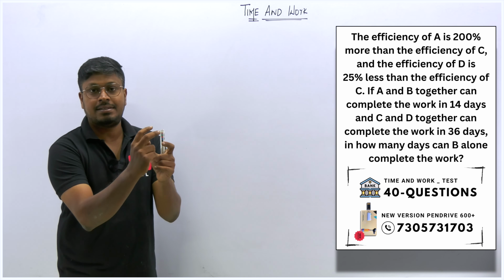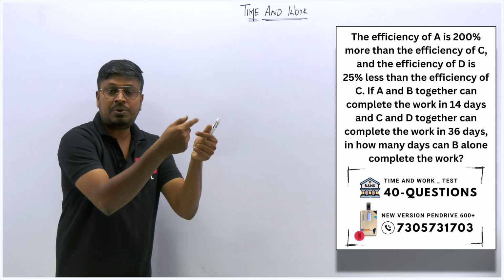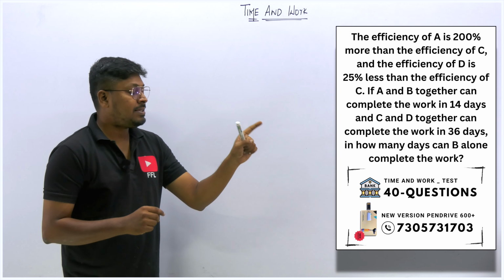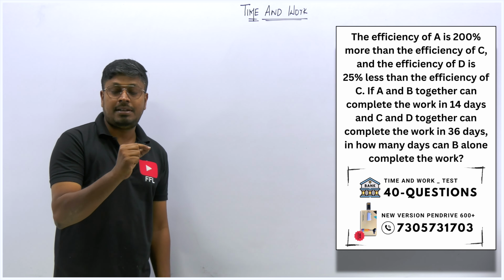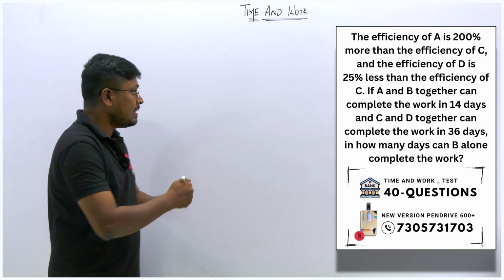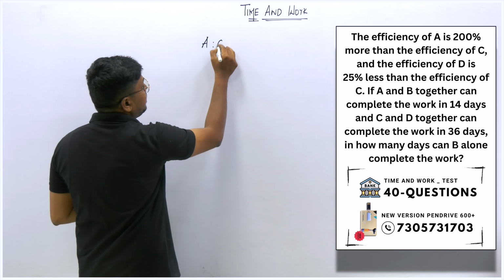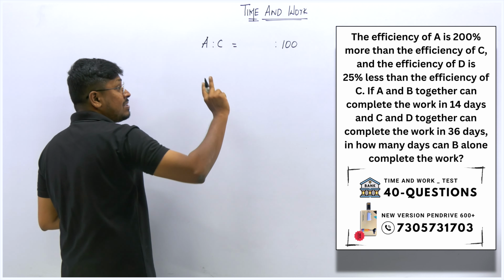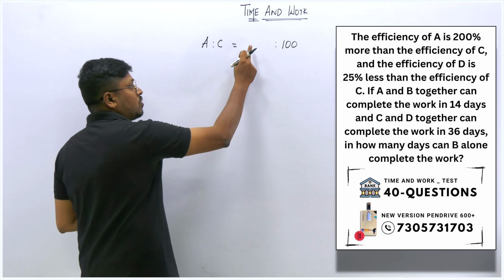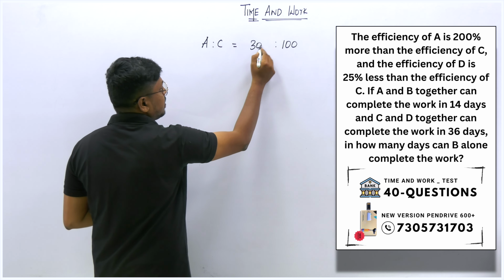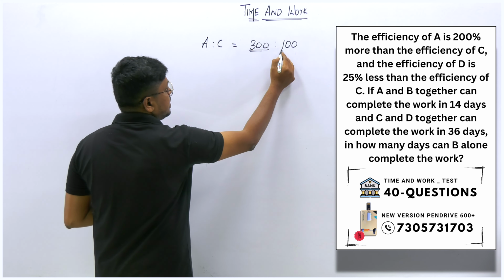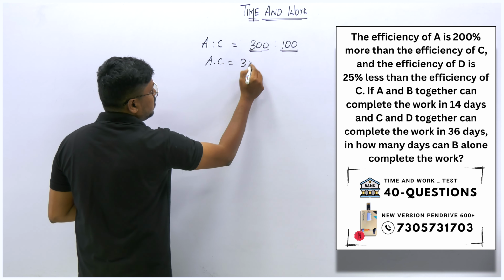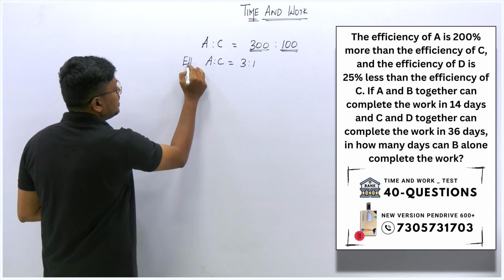So very interesting question. This question is based on the efficiency concept. They have given efficiency, so you should know how to convert it into a time ratio. That is most important. Here you can see A is 200% more efficient than C. The meaning here is, if C is 100, then what about A? A is 200% more, right? So 200 plus 100 will be 300. So 300 will be A's efficiency and C's efficiency will be 100. If you write it as a ratio, it is 3:1. So this will be the efficiency ratio.